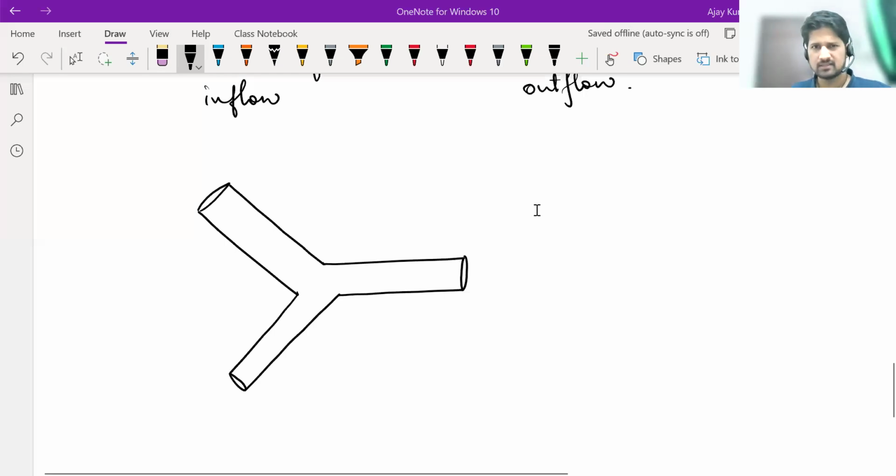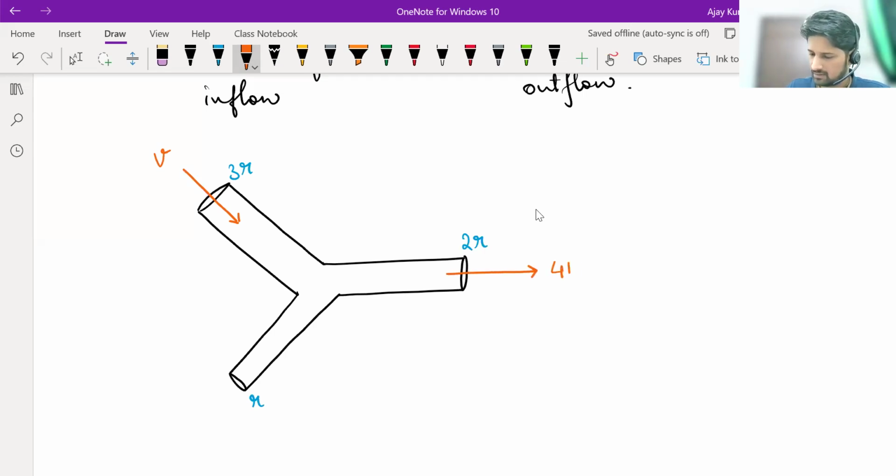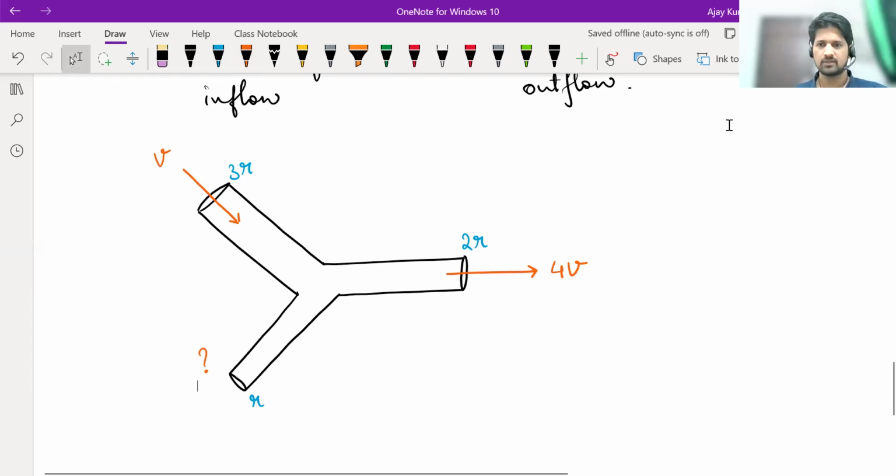Consider a junction of pipes like this. These are all cylindrical pipes. Their radii of cross section are given as r, 2r, and 3r. It is known that liquid flows in from here with a speed v, and liquid flows out from here with a speed 4v. Find out what happens at the third opening, whether it is inflow or outflow, and with what speed. Do this, all of you.